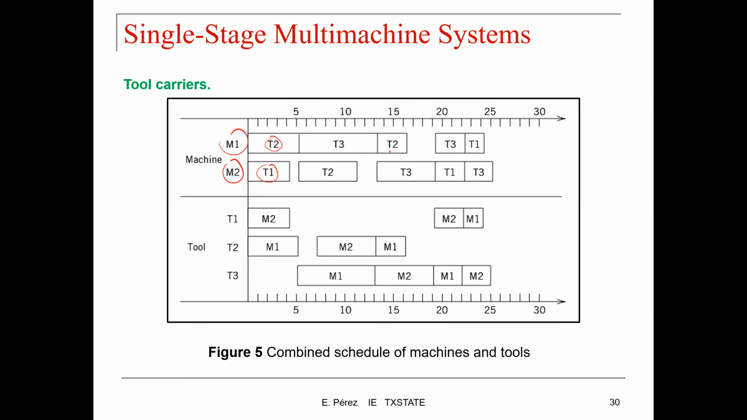And you can see that those schedules should match the activity for the tools. So in this case, we have 3 tools. So as we saw here, tool 1 will be in machine 2, which is corresponding to this box. And then tool 1 is going to be also in machine 2, which is corresponding to this box.